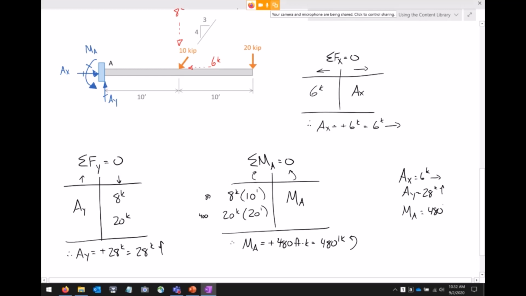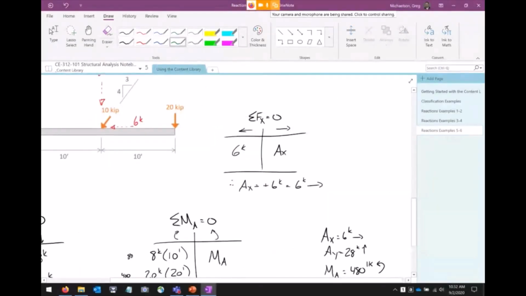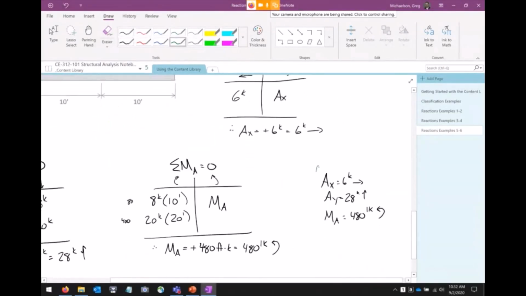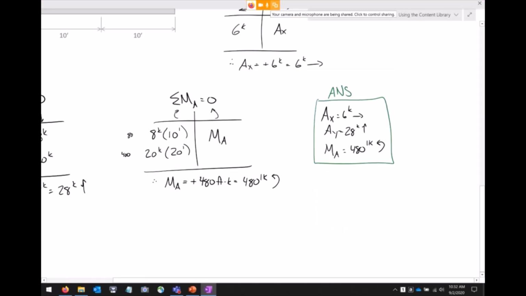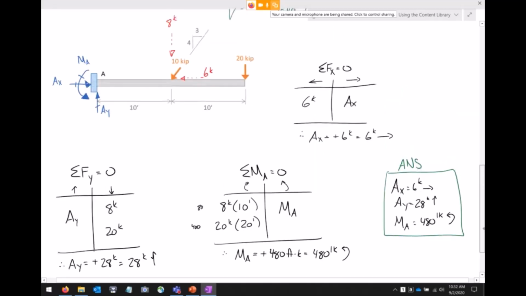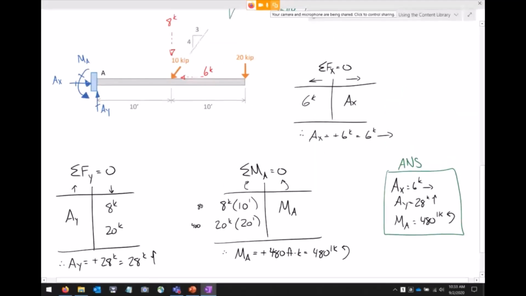Hold on. Foot kips, like that. Move that back up so everybody can see that. All right. And that's it. That's pretty much all there is to it.